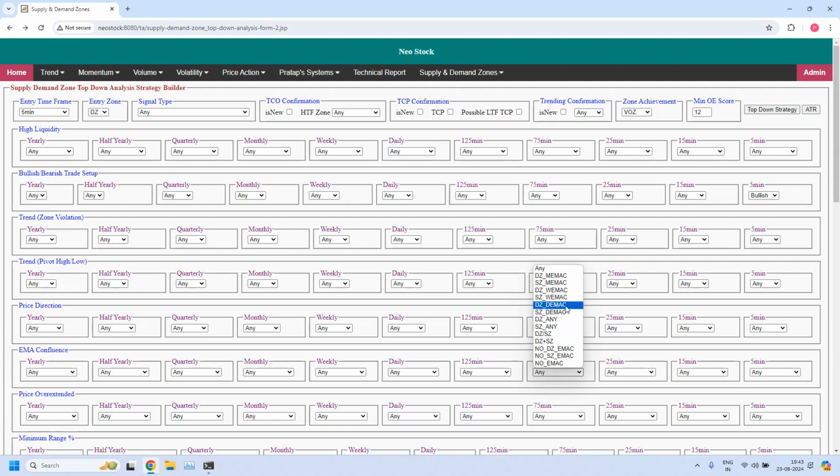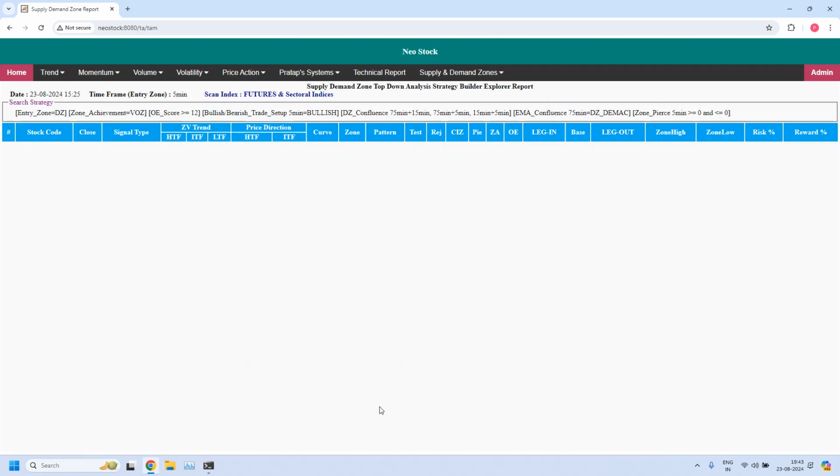So demand zone with daily EMA confluence. With this filter, let us filter. No stocks. None of the demand zones. That means only 15 minute zone is having a daily EMA confluence. That is what we filtered in the earlier reports.